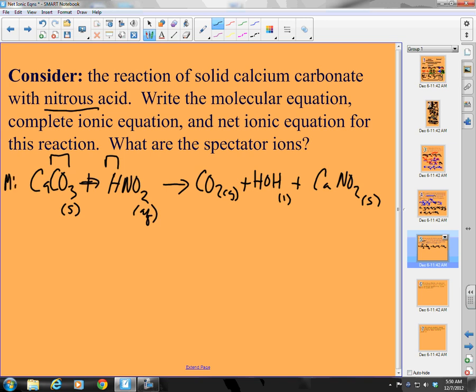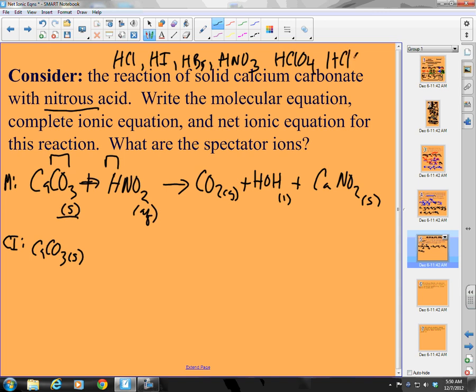So then, what is my complete ionic? Well, my complete ionic, do I break up my solids? No. So that stays CaCO3 solid. Do I break up, what kind of an acid is this? Well, we said our strong acids are HCl, HI, HBr, HNO3, HClO4, HClO3. Is HNO2 a strong acid? No, that's what we call a weak acid, meaning we don't break it up. So it stays the same.